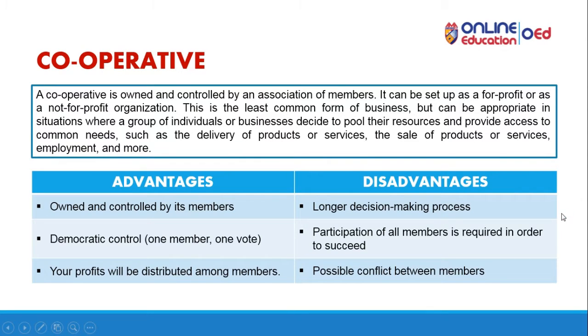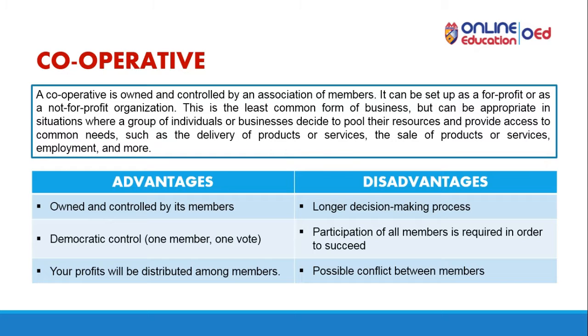Alright, so we also have the advantages and disadvantages of running a cooperative business. Number one, it is controlled by its members. Since the business is owned and controlled by an association of members, it's really fair, and you are not going to manage the business alone. You're not going to make decisions alone.